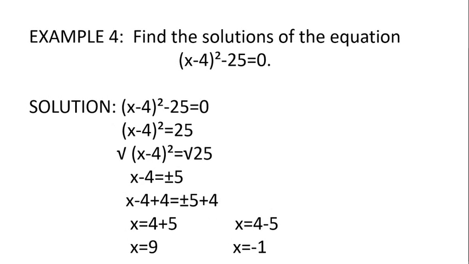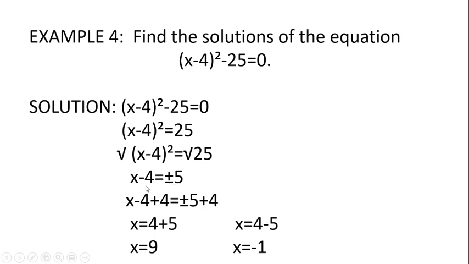Example number 4: find the solution of the equation x minus 4 quantity squared minus 25 equals 0. The constant, negative 25, moves to the other side and becomes positive 25. What remains is x minus 4 quantity squared. We remove the square by taking the square root of both sides, left side and right side. So the square root of x minus 4 quantity squared equals the square root of 25. What remains is x minus 4 equals plus or minus 5.